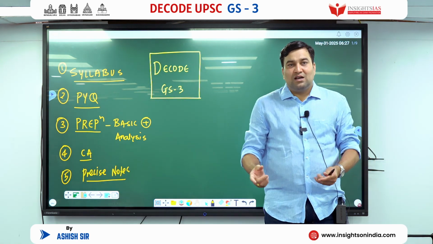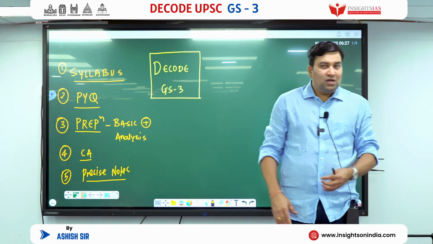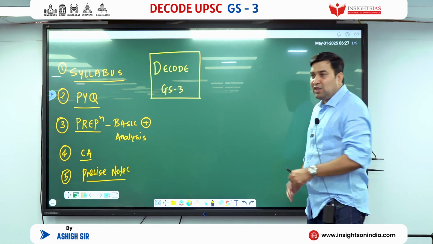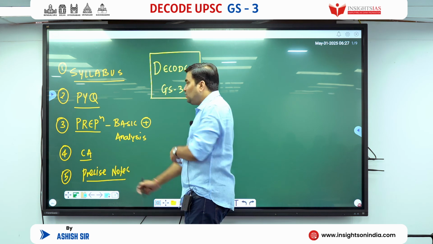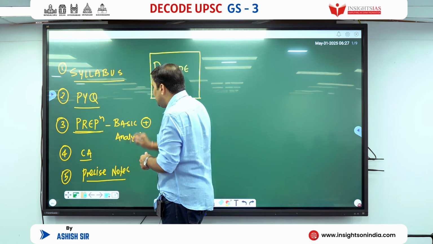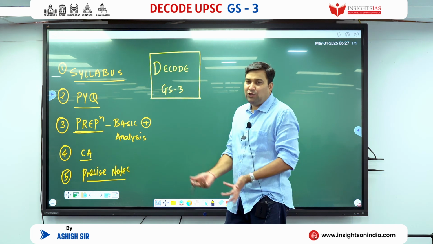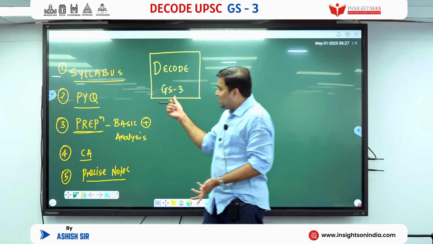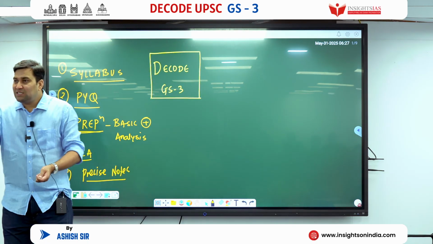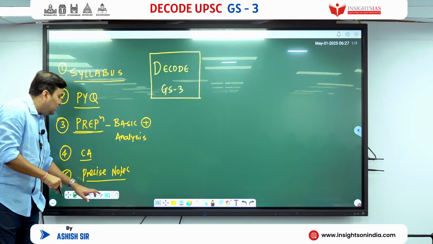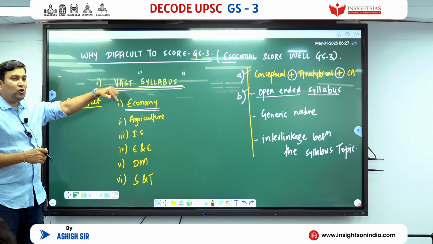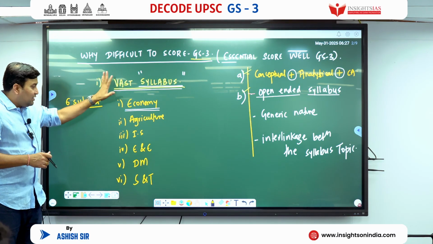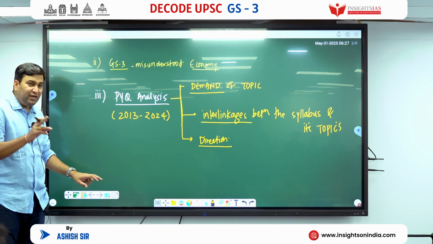Without knowing this, UPSC is an ocean. You will get lost. Without knowing syllabus, without knowing PYQs, without preparing it in the right way, understanding the basics, plus doing the analysis, how can we do it? Am I right? So basically in this context, because these things are missing, that is what I have written here: vastness of the syllabus plus open-endedness of the syllabus. These 6 subjects you have to cover in a limited time period, which is a challenge.